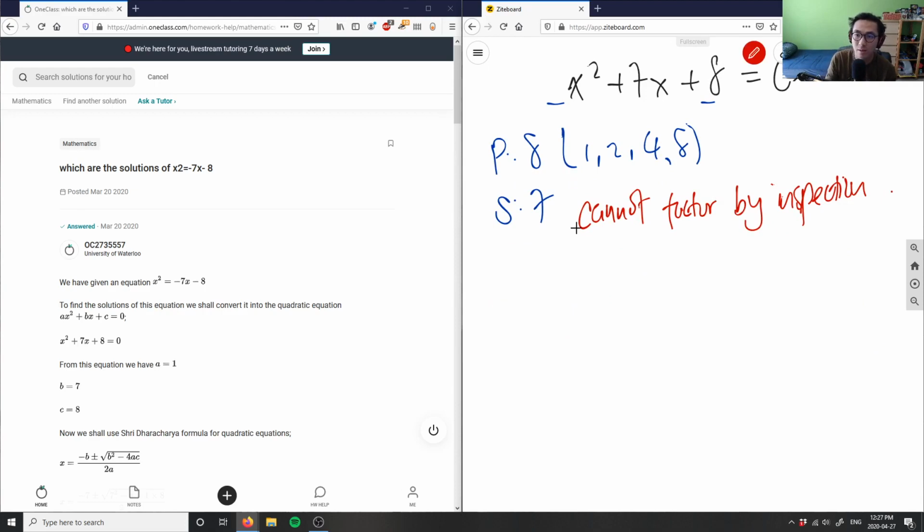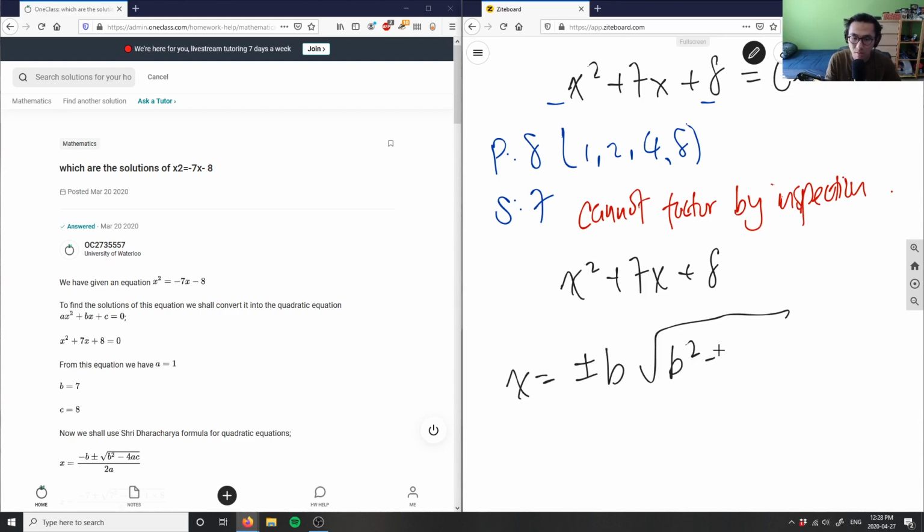So here I have x squared plus 7x plus 8, let me rewrite this. I'm going to have to use the quadratic formula, so this would be b plus or minus the square root of b squared minus 4ac.